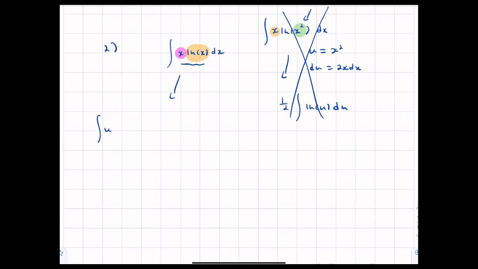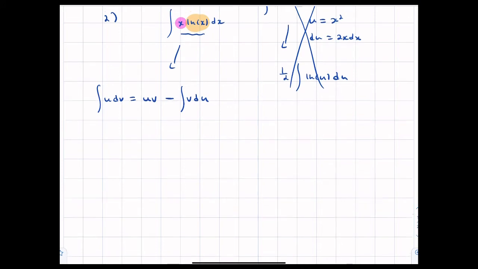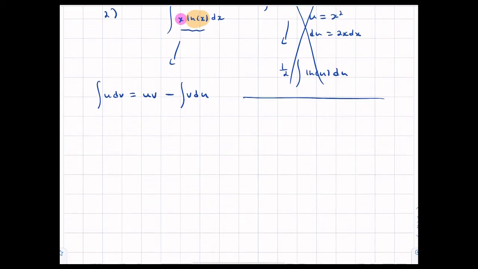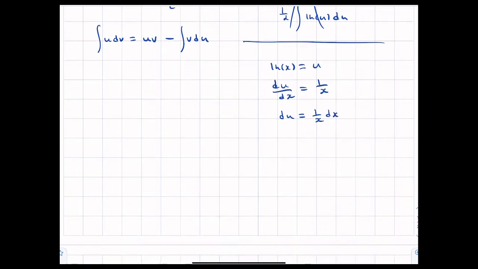So I put my integration by parts formula. Integral of u dv is uv minus integral of v du. And then I said about picking which one is going to be u and which one is going to be v. So here I'm going to set ln of x equal to u. This gives me du by dx is 1 over x. du is 1 over x dx. And then I get dv. So this is my u part taken care of.